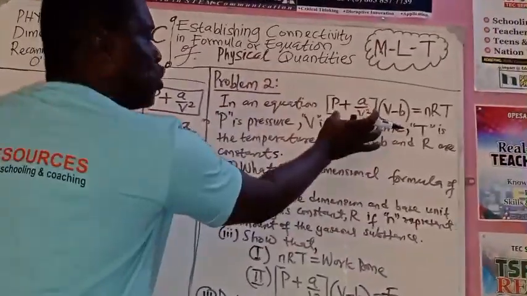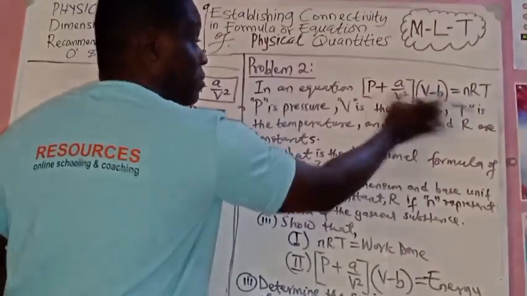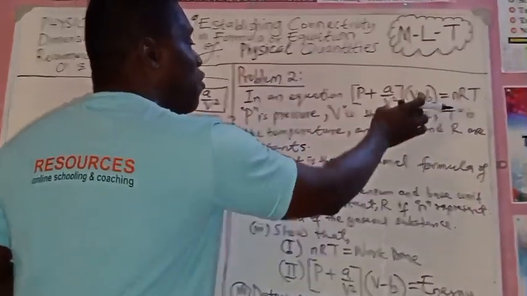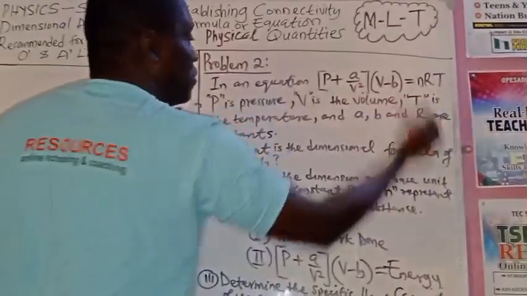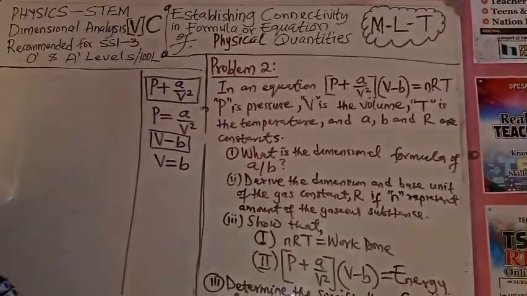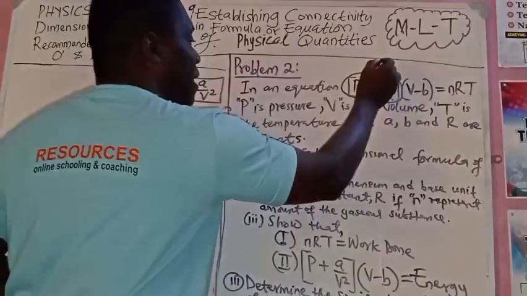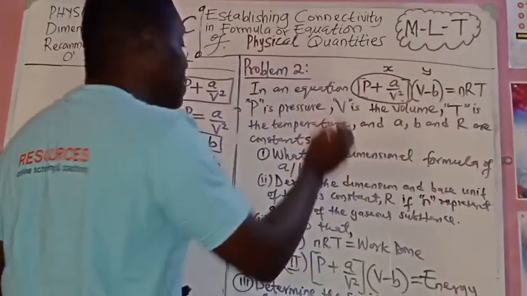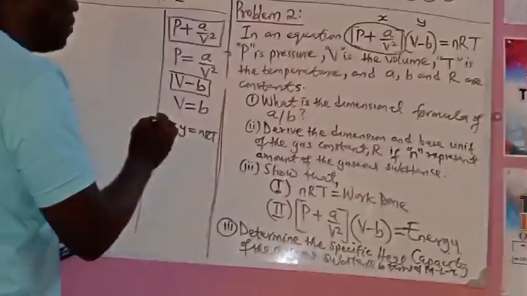And then these two in brackets mean times, because what separates this and this is multiplication. If you multiply these two together, it will give you nRT. Take note of that. Now, we can represent this one as ordinary x, and this one as ordinary y. So in that case, xy is equal to nRT. Please take note of this. Now let's go ahead to solve this problem.